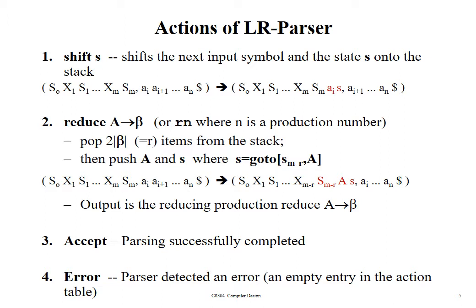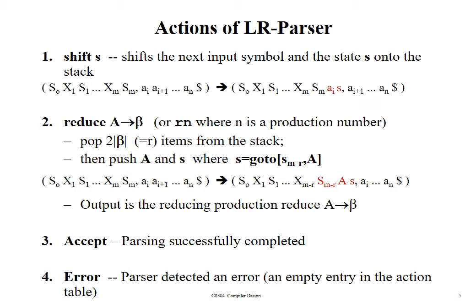Coming to the first action, shift S, it indicates that we have to shift the next input symbol and the state S onto the stack. It can be explained with the help of this general statement. Currently the stack top is having the symbol Sm on the stack, and the input pointer is pointing to ai. Then on seeing a shift S, we have to perform a shift action. That is, we have to shift this input symbol ai onto the stack. So now ai is on the stack, and in addition to that, we have to shift the state denoted by S also onto the stack top.